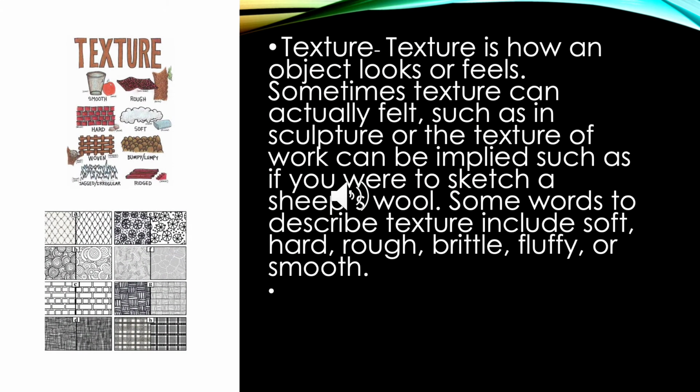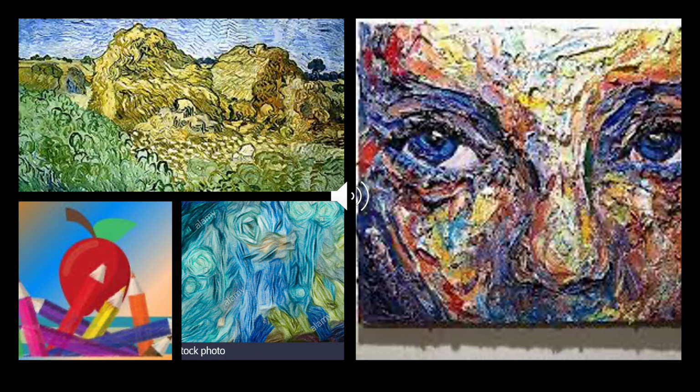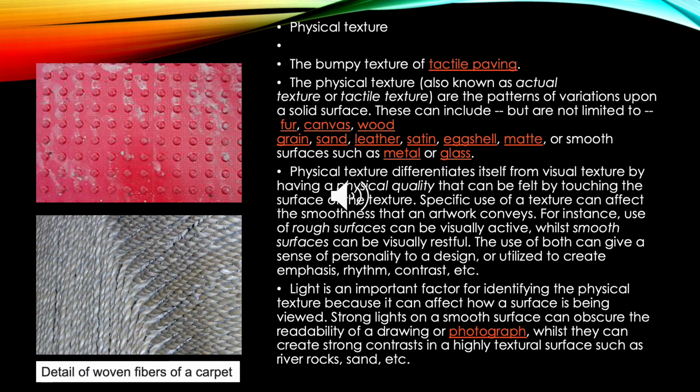Now it's the turn of texture, which is how an object looks or feels. Some words to describe texture include soft, hard, rough, brittle, fluffy, or smooth. Here are some paintings related to texture. Physical texture is the pattern of variation upon a solid surface. These can include, but are not limited to, fur, canvas, wood grain, sand, leather, satin, eggshell, matte, or smooth surfaces such as metal or glass.